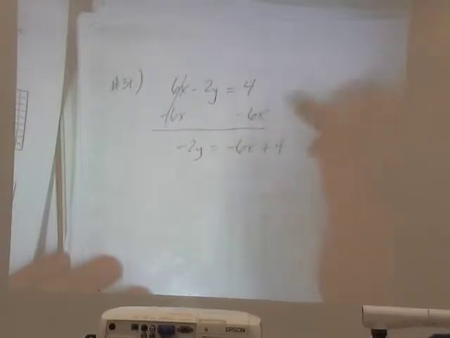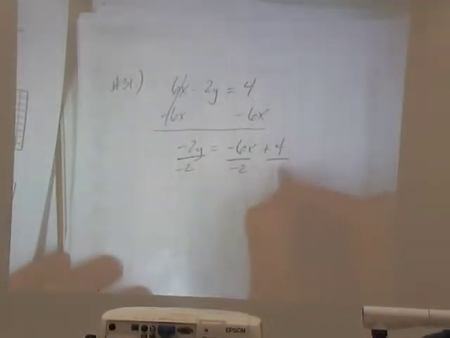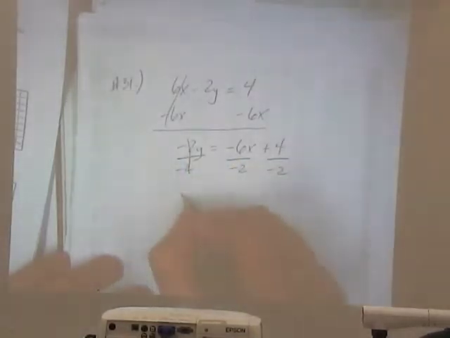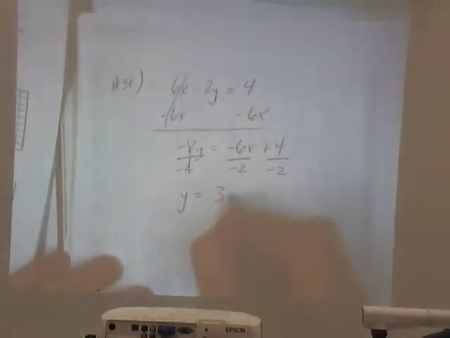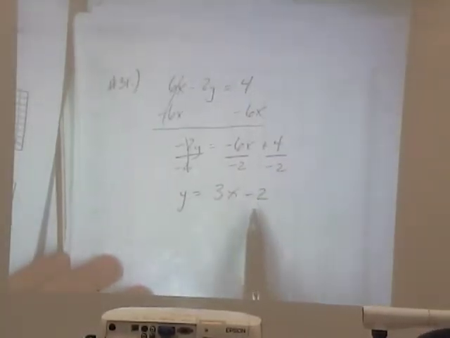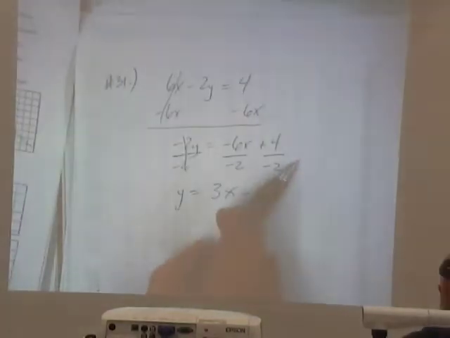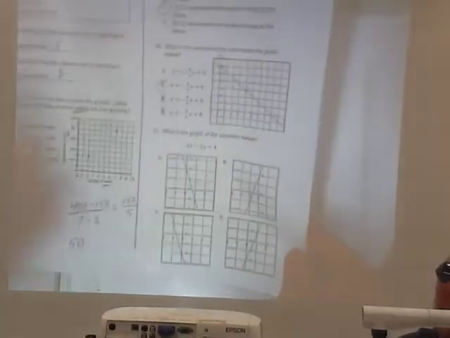Remember, you can't combine these. And then just divide everything by negative 2. So I got y is equal to 3x minus 2. So it's going to cross the y-axis at negative 2 and have a positive slope. So we're going up like that. Okay, so let's look again. So y-axis at negative 2.